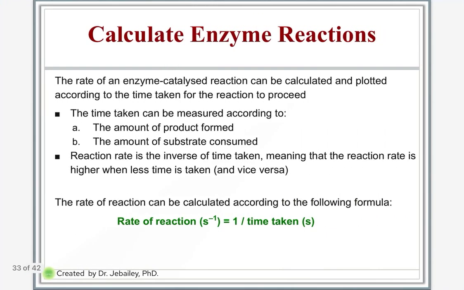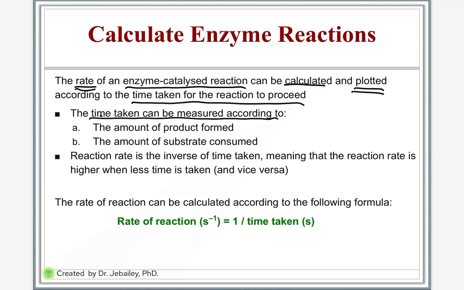Now, calculating the enzyme reactions. When we talk about enzyme reaction calculation, we are looking at the rate. That means how fast the enzyme reaction can be done. Usually this is plotted on a graph, and from there, according to the time, you will figure out how fast it is. The time taken can be measured in many ways. One of them is the amount of product that is produced, or the amount of substrate that is consumed. These are 2 ways, and it's very important that you know this. These are 2 ways that you can calculate an enzyme reaction.